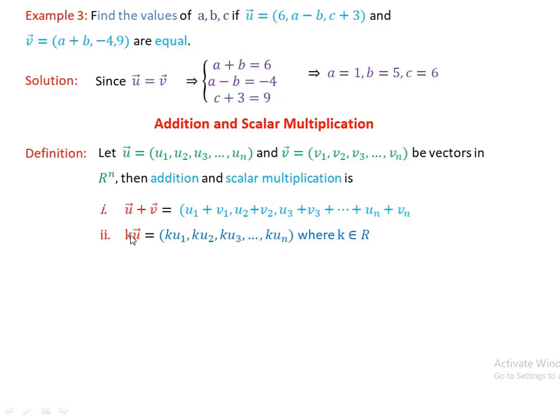Second is scalar multiplication. Multiply the vector u by scalar k. Now k times u is equal to (ku1, ku2, ku3, ..., kun), where k is a real number or k is a scalar.